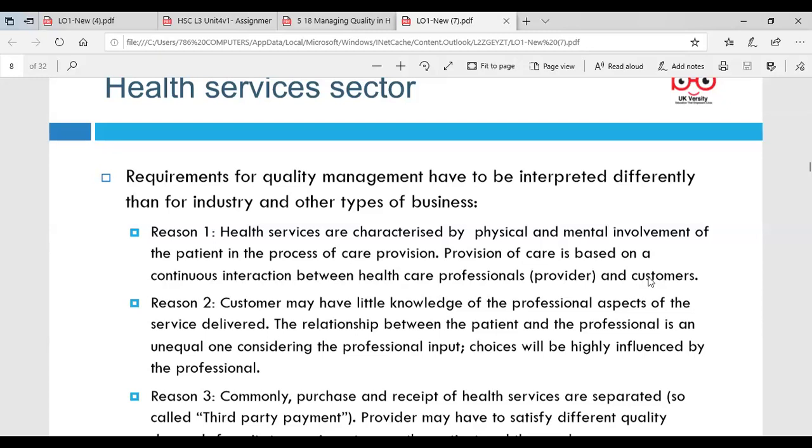The second reason is that customers have very little knowledge of the professional aspects of the services that are delivered, and the relationship between the patient and the professional is an unequal one. This is considering the professional input, and choices will be highly influenced by the professional. Obviously, you will do what is in the best interest of the patient, but the patient might not know entirely what the problem is that they are facing and what the consequences are.